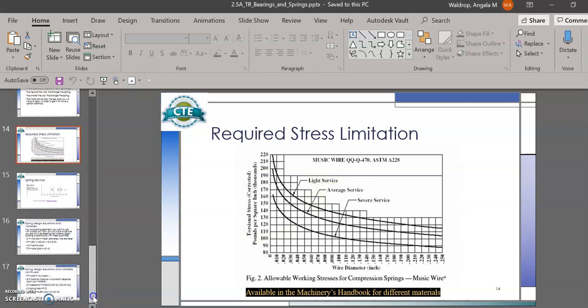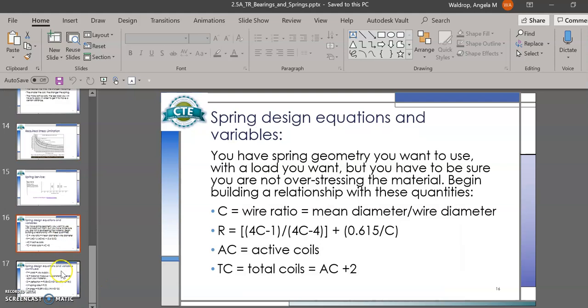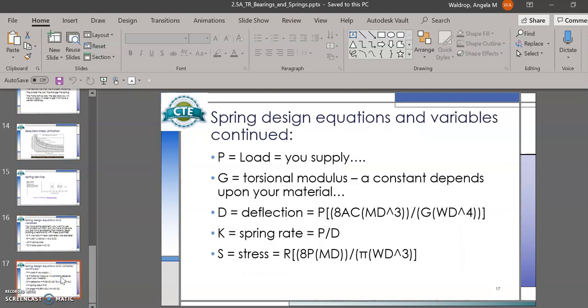Now, the last two slides that are in this PowerPoint, here and here, are going to review formulas for calculations for springs so you can determine the stress, load, and size of the spring. Now, I normally would have you create a spreadsheet with these equations in it, but because we're online now, we're going to skip that part. If you want to create one for your own benefit, please feel free to do so.